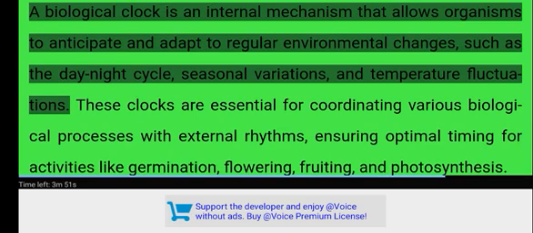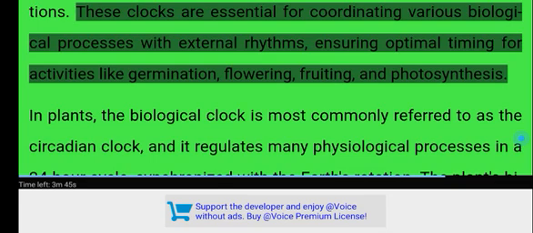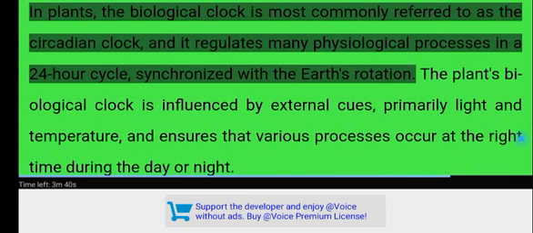A biological clock is an internal mechanism that allows organisms to anticipate and adapt to regular environmental changes, such as the day-night cycle, seasonal variations, and temperature fluctuations. These clocks are essential for coordinating various biological processes with external rhythms, ensuring optimal timing for activities like germination, flowering, fruiting, and photosynthesis.